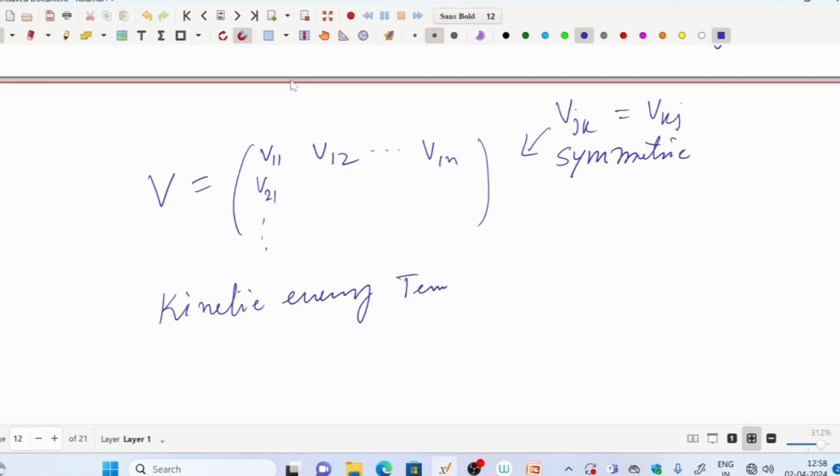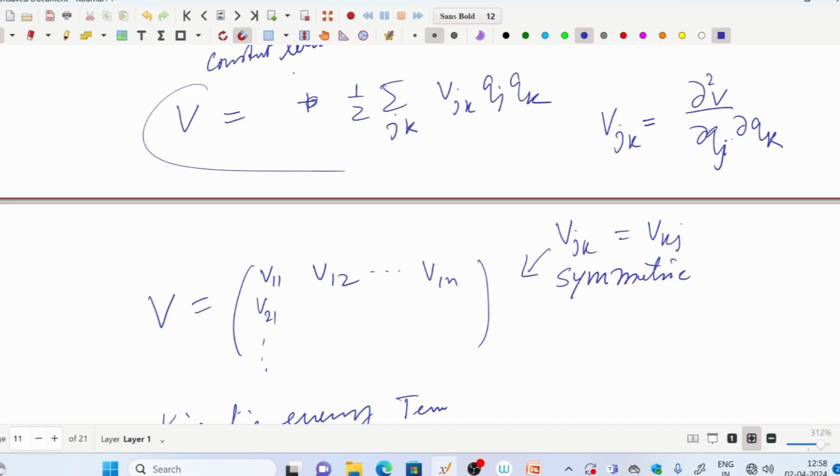So, let me summarize what we did. We first considered why simple harmonic oscillation is important. Then we argued that any potential around its minima, which is the equilibrium, can have a simple harmonic oscillation. Then we considered a general case, and we have seen that the potential term can be written in terms of a symmetric matrix, which we will come back to. So, this is the equation.